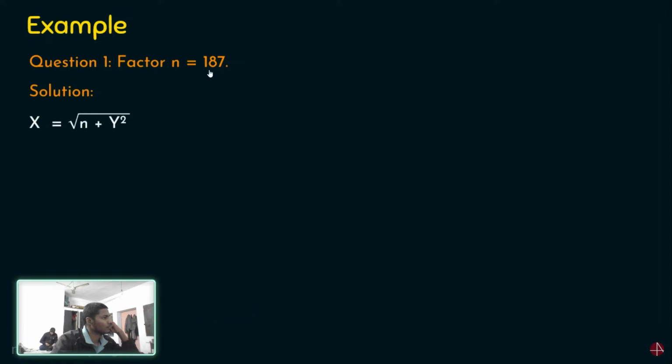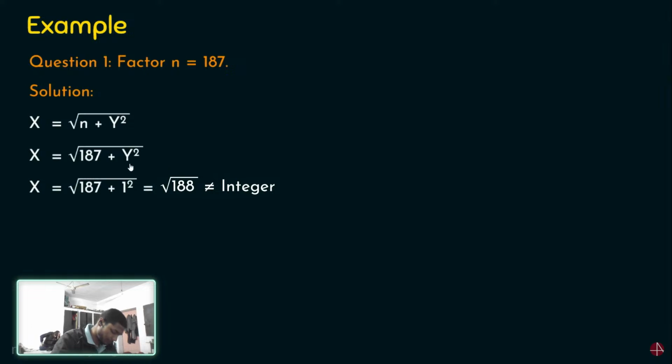We know the given data for n is 187. I'm just going to use this value 187 here. So we get x is equal to square root of 187 plus y square. As already mentioned, we are going to start with the y value 1. So let's start with y value 1.